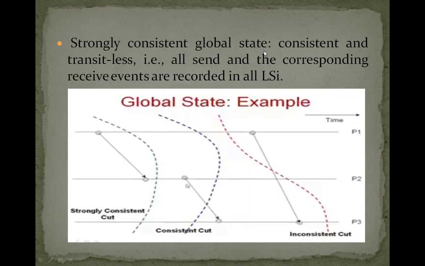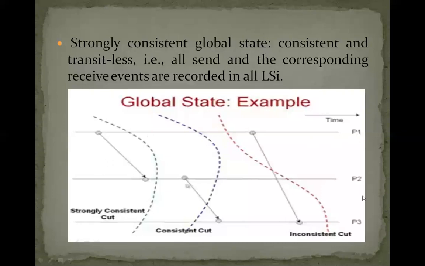Strongly consistent means that the global state should be consistent as well as transitless, meaning thereby all the sending and the corresponding receiving events are recorded in all the local states of the processes. Then only it is called the strongly consistent global state. And let us check with this example.